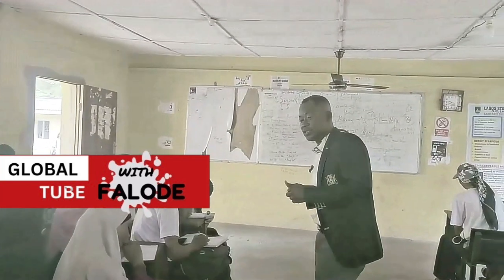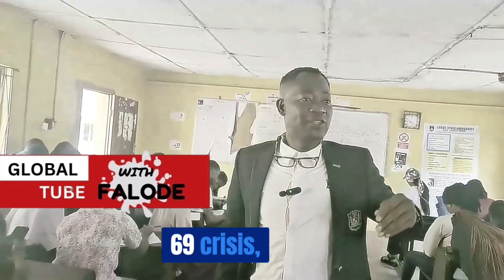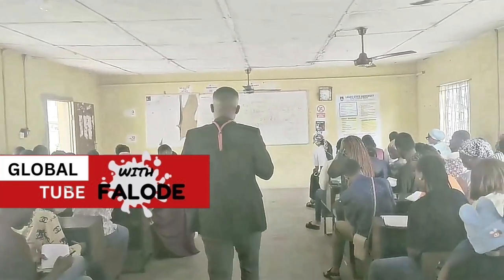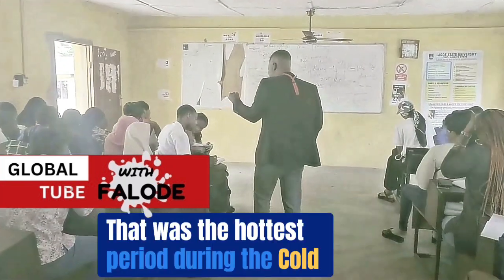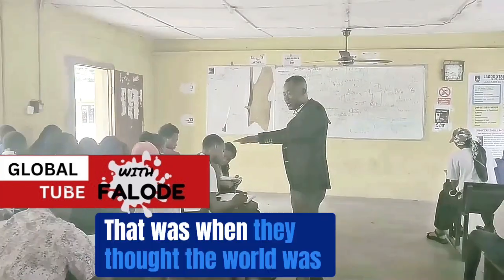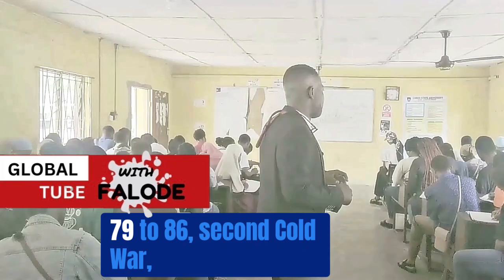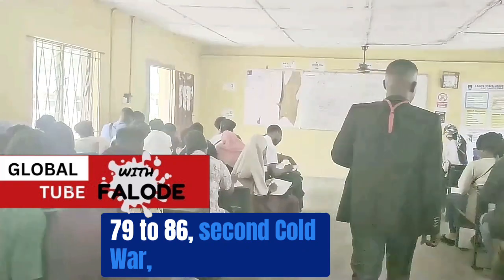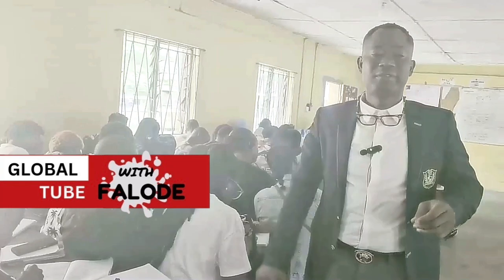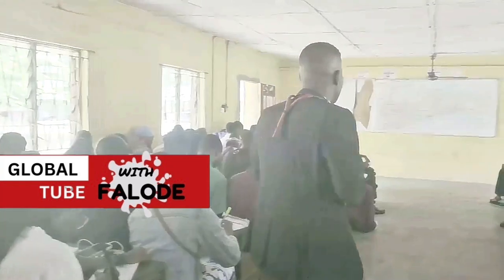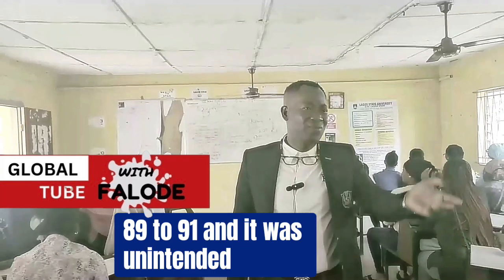Third one is 69 to 79: crisis, conflict, confrontation. That was the hottest period during the Cold War. That was when they thought the world was going to be destroyed. 79 to 86, Second Cold War. Then 89 to 91, bye-bye Cold War. 89 to 91, and it was unintended when it started in 90.